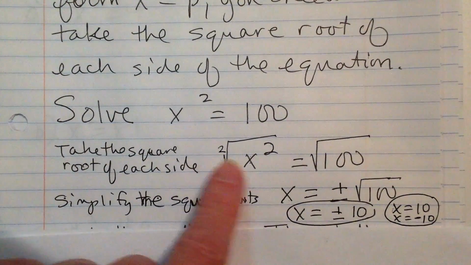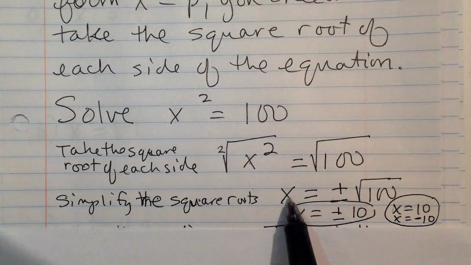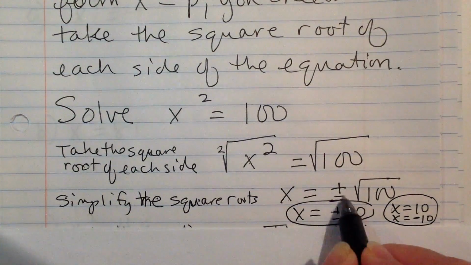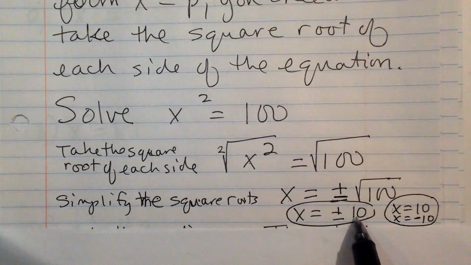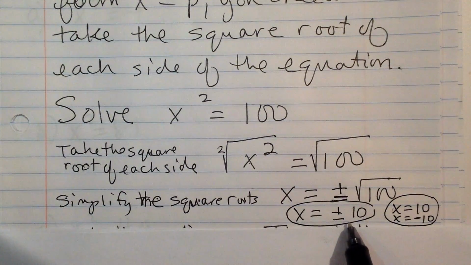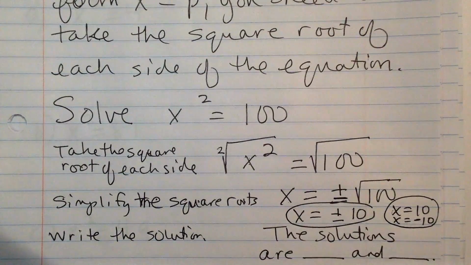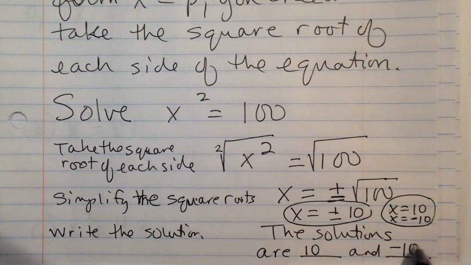You have to take the square root of both sides. The square root of x squared is x. When you take the square root of both sides, you get plus or minus. The square root of 100 is 10. Therefore, I get positive 10 and negative 10 as my answer. So your solutions are 10 and negative 10.